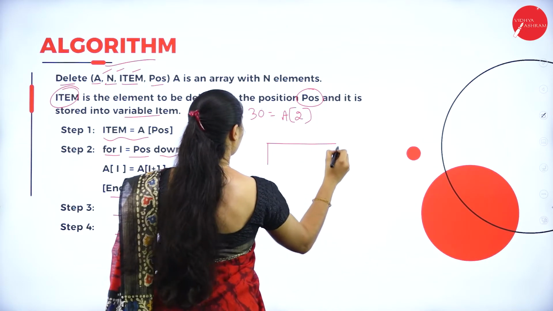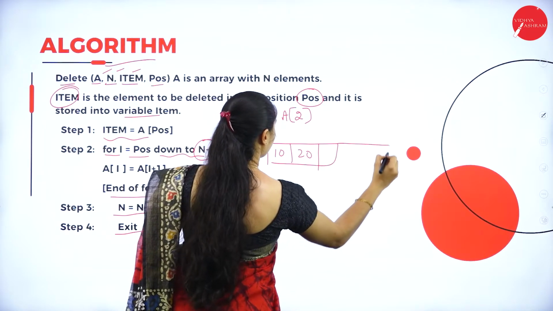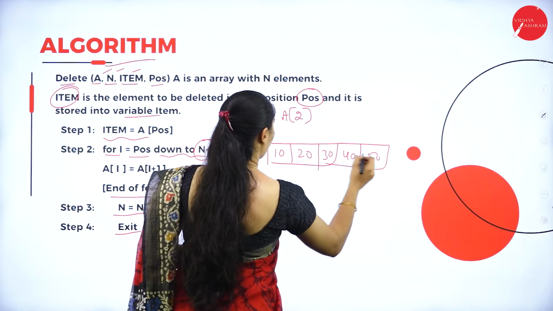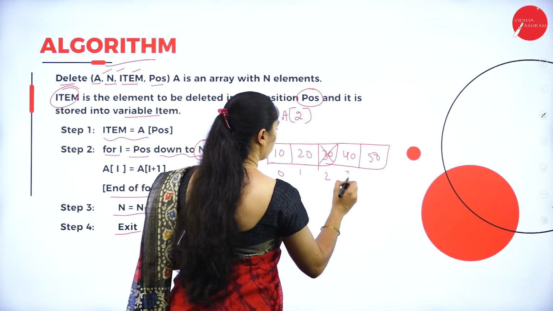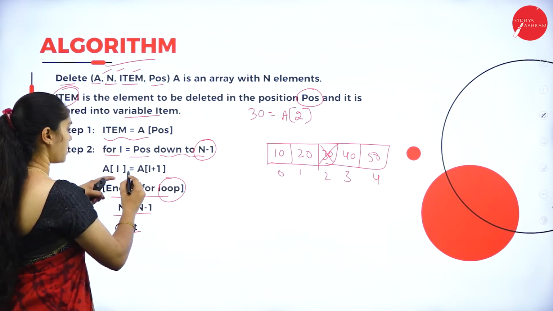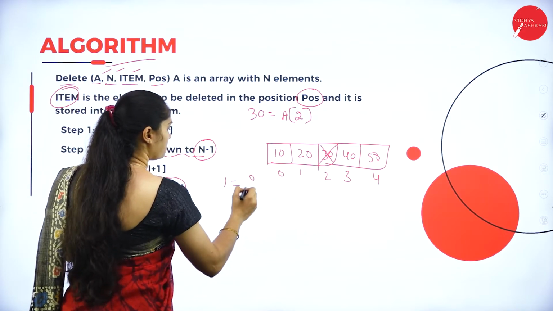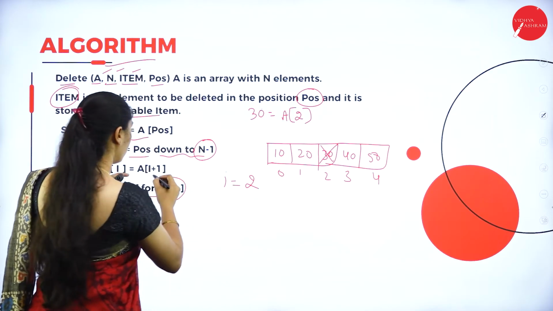So consider 10, 20, 30, 40, 50. I wanted to delete this element. This is in the locations 0, 1, 2, 3, 4, right? So when it comes here, A of I is equal to, so now what is the I value? That is A of 2. We have to start from A of 2. I is equal to 2 now.